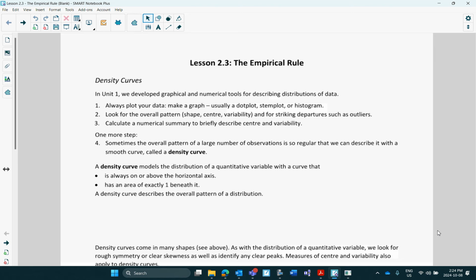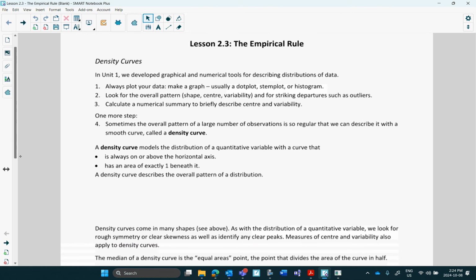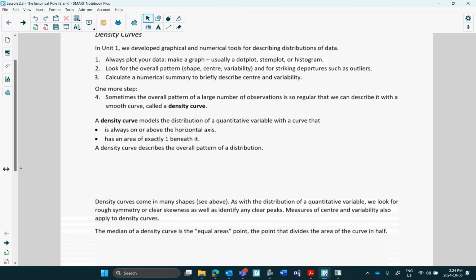The fourth thing, and this is going to help us down the road when we start getting problems where we're asked to make conclusions about data, is looking at the overall pattern of observations, that it forms a pattern that's so regular that there are special ways that we can work with them. And that's called the density curve.